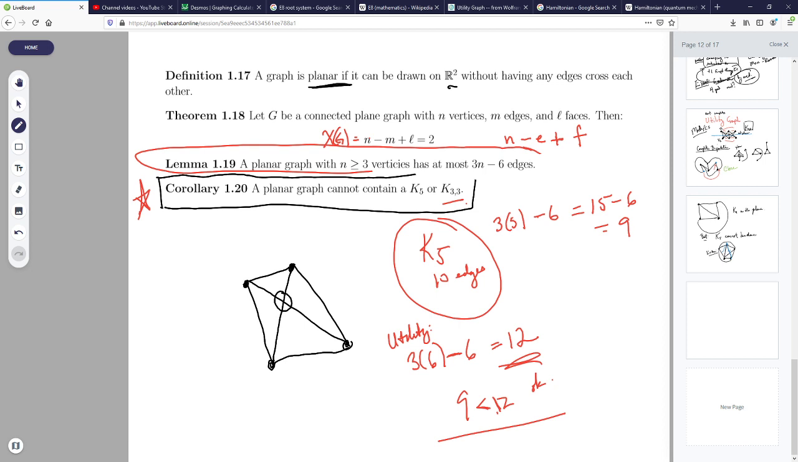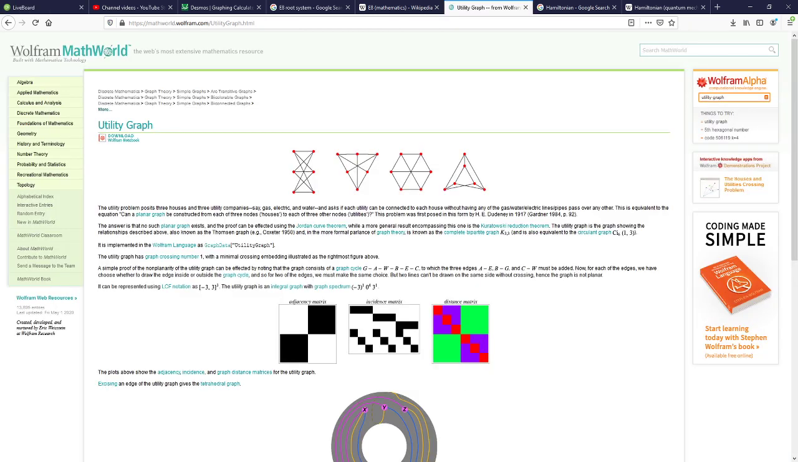So how many nodes, edges, and faces does a utility graph have? It has, well, 1, 2, 3, 4, 5, 6 nodes. It has 9 edges. Oh god, and then how many faces? That's a good question.